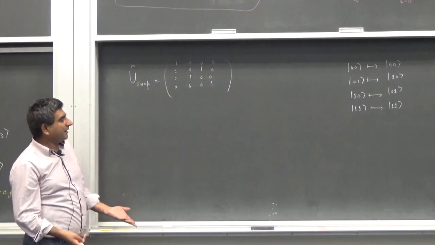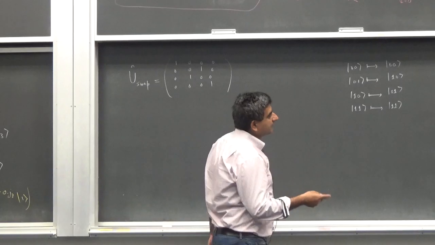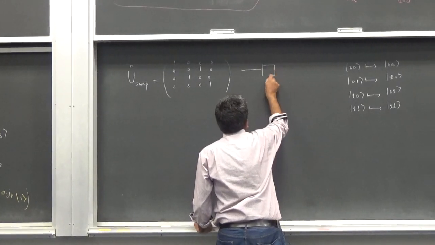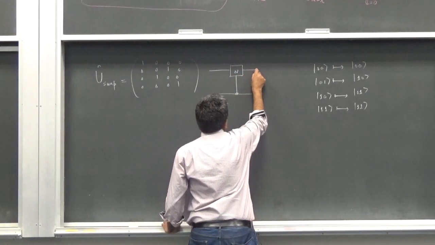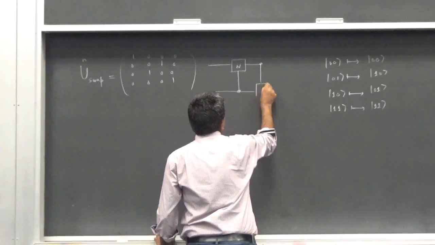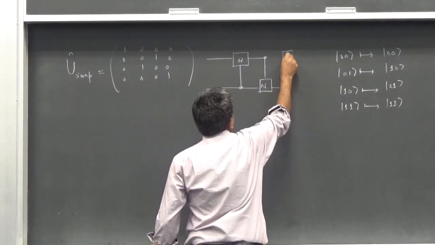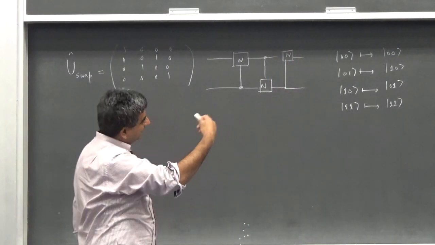And there are ways to implement this. I think it's a homework problem in the second assignment that one manner in which this can be implemented is through a controlled NOT gate, followed by another controlled NOT gate, followed by yet another third controlled NOT gate. There's a simple logic.